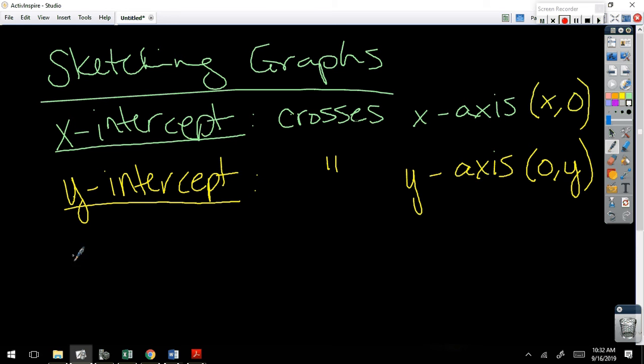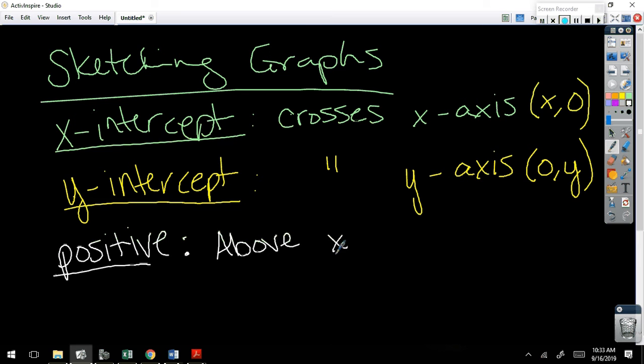You might not know this one. When is a function considered positive? Exactly. When we say the function, we're generally talking about y. So when the function is positive, it's above the x-axis, so when y is positive. So where do you think it's negative? Below.